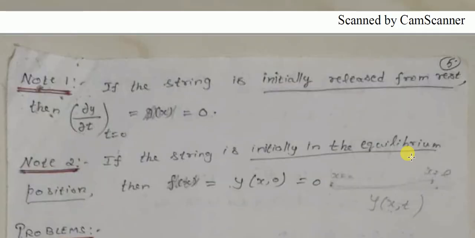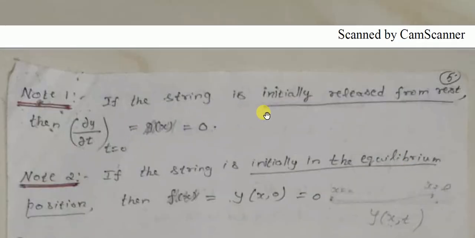And two notes are given here. Note 1, if the string is initially released from rest, you should remember that you should take the initial condition ∂y/∂t at t = 0 is equal to 0. Note 2, if the string is initially in the equilibrium position, there won't be any displacement, so y is 0 when t = 0, so y(x, 0) = 0. So these two notes you have to remember to write the boundary and initial conditions.